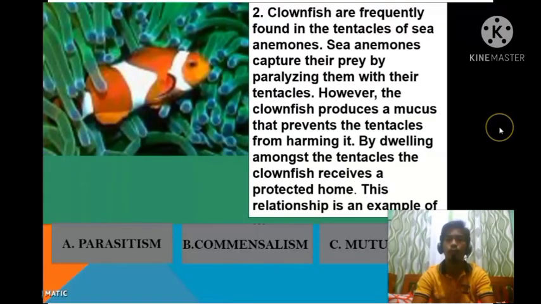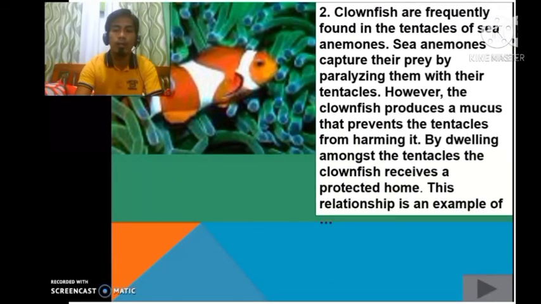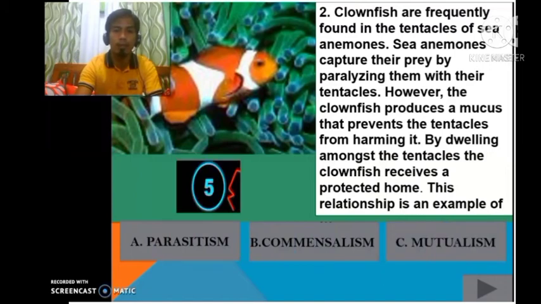Okay, for number 2. Clownfish are frequently found in the tentacles of sea anemones. Sea anemones capture their prey by paralyzing them with their tentacles. However, the clownfish produces a mucus that prevents the tentacles from harming it. By dwelling amongst the tentacles, the clownfish receives a protective home. This relationship is an example of A. Parasitism, B. Commensalism, or C. Mutualism.